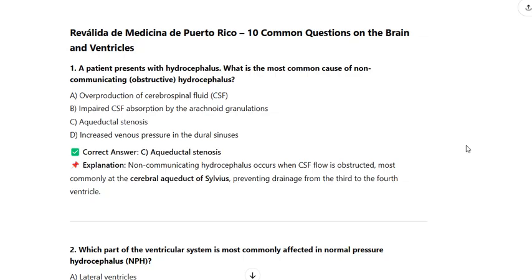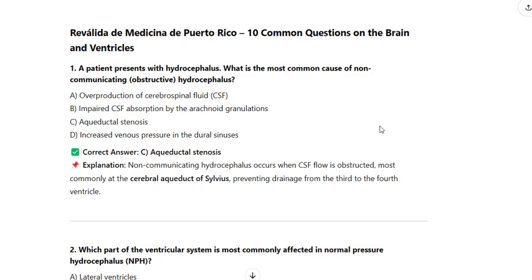A. Overproduction of cerebrospinal fluid, CSF. B. Impaired CSF absorption by the arachnoid granulations. C. Aqueductal stenosis. D. Increased venous pressure in the dural sinuses. Correct answer: C. Aqueductal stenosis.